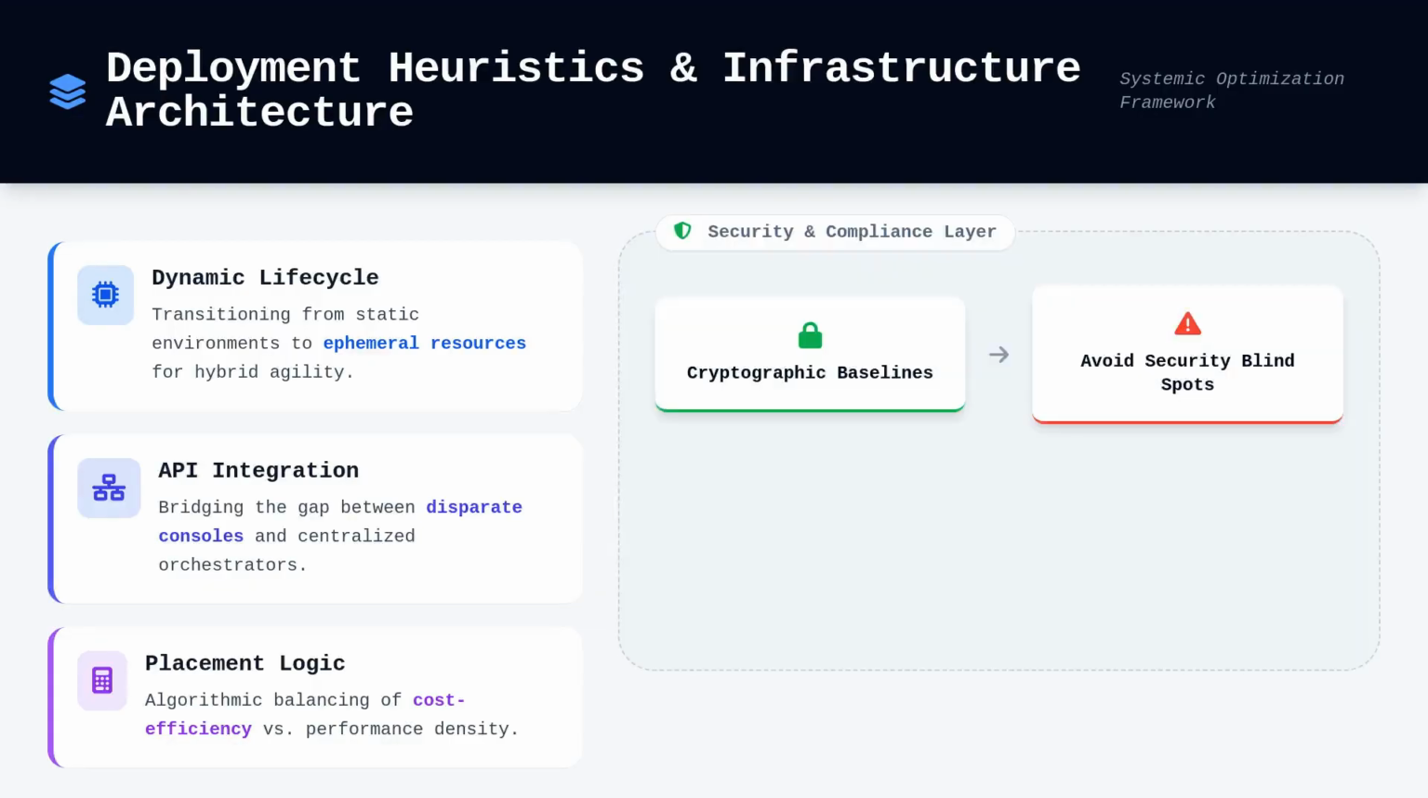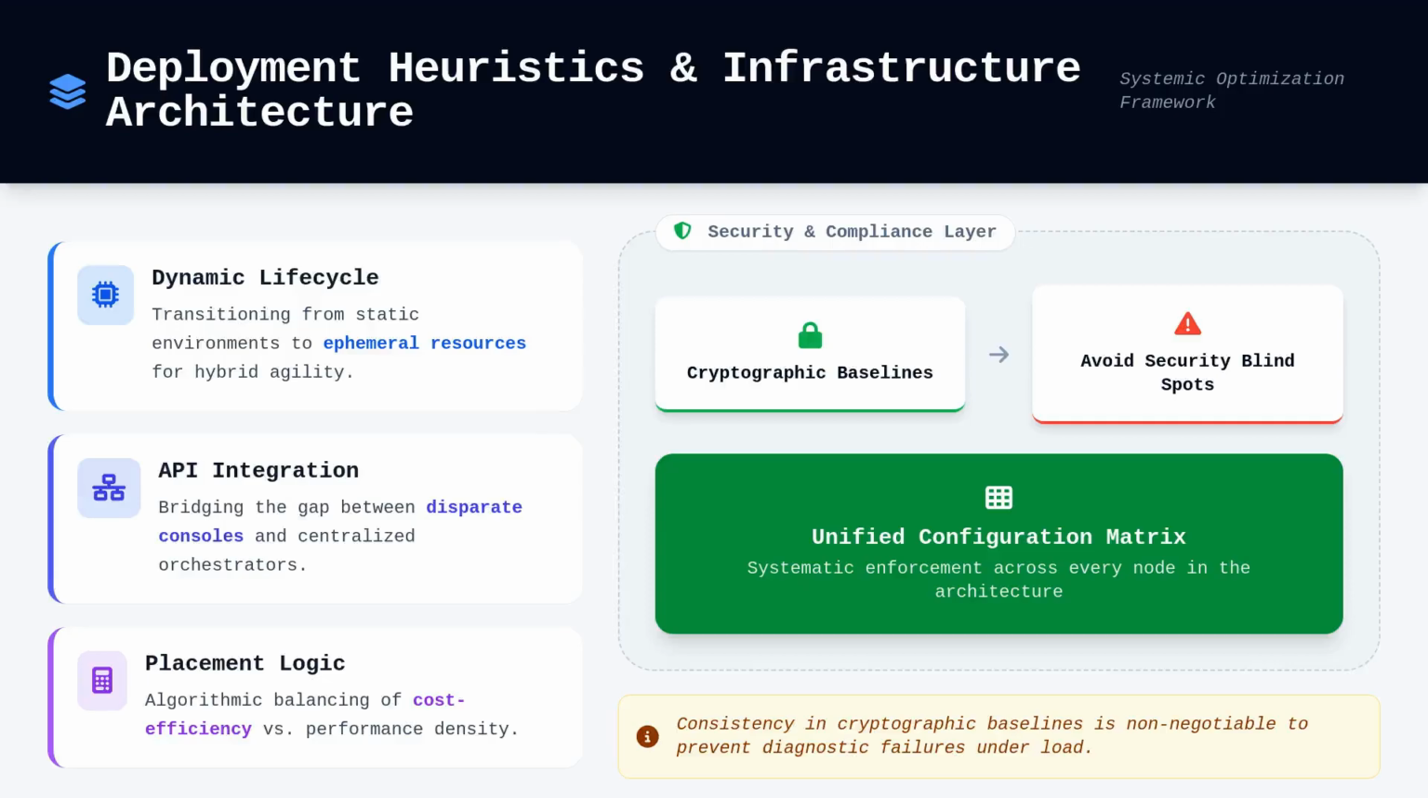policies. When moving data, one must consider the cryptographic baselines that ensure security remains consistent regardless of the underlying physical substrate. If we ignore these baselines, we risk creating blind spots in our security posture that can be difficult to diagnose later under load. Maintaining a unified configuration matrix allows us to enforce these security standards systematically across every node.